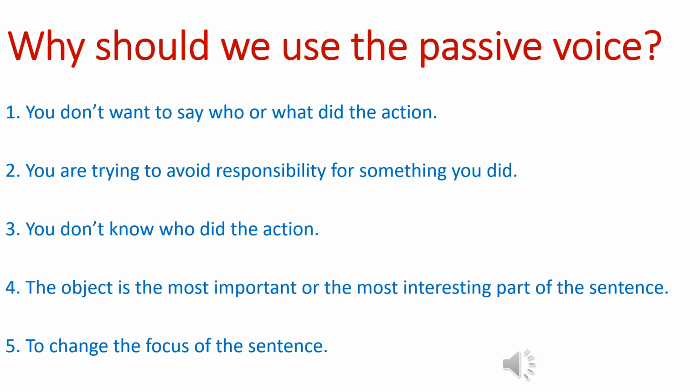Number two, you are trying to avoid responsibility for something you did. For example, the vase was broken, instead of saying I broke the vase. Here I am disclaiming responsibility.